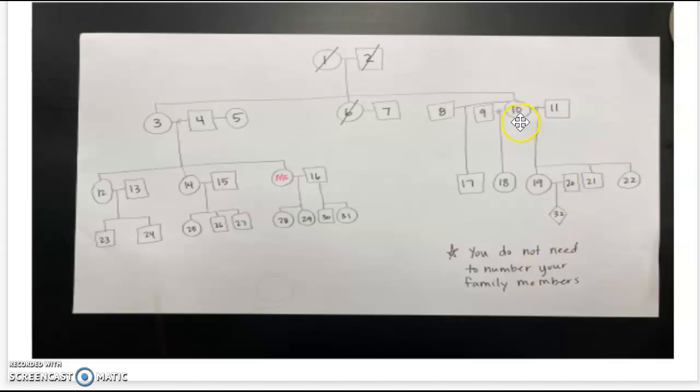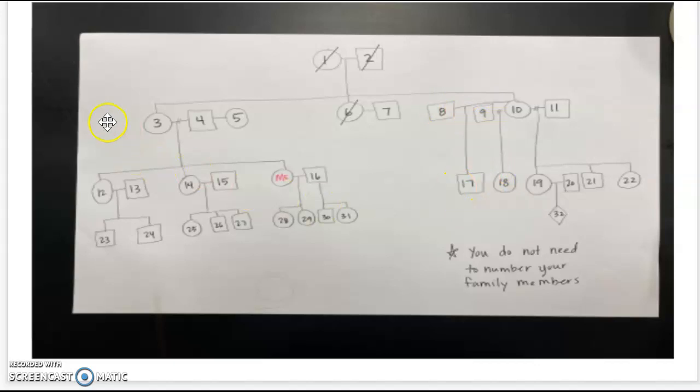Now, my aunt had a child with another person, number 9. They are no longer together, so you show the 2 divorced, and then they had a child, number 18. And then her new husband is number 8. They also had a child together, so that would be number 17.